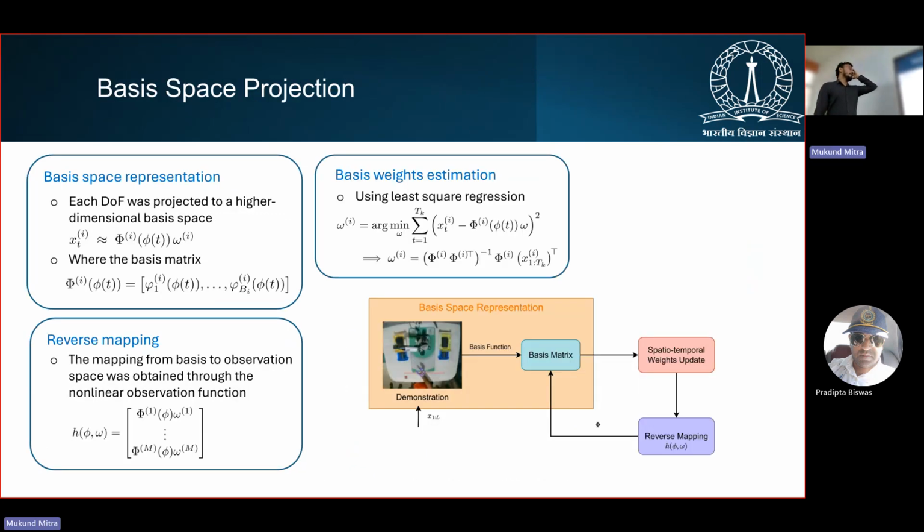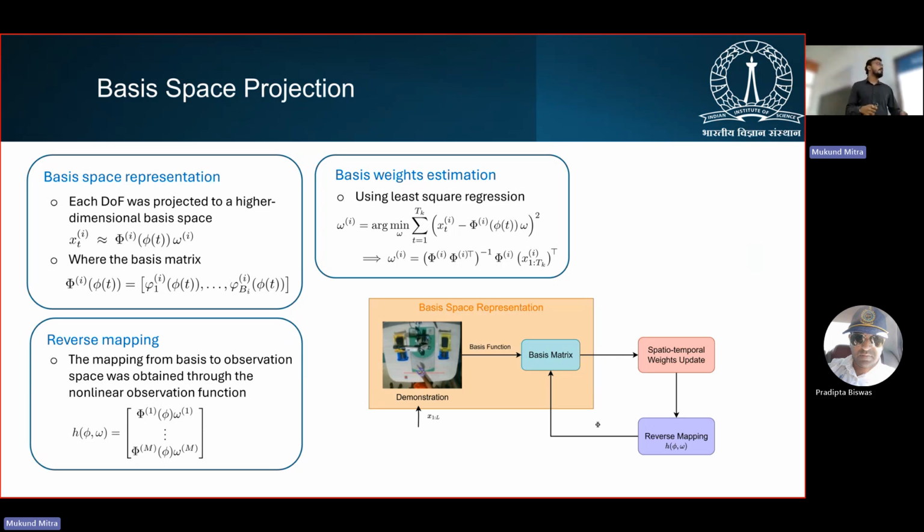So what we do is, as I've told, first we project the data to a higher dimensional basis space. Each degree of freedom was projected to a higher dimension using the basis matrix, which consists of a sequence of Gaussians evaluated at different phase values, linearly mapped from 0 to 1. BI is the dimension of the basis space. Once the data is projected to the basis space, we learn some weights in the basis space, and then we project the data back to the observation space using this nonlinear observation function H. The weights in the basis space were estimated using least square regression. So this is the expression.